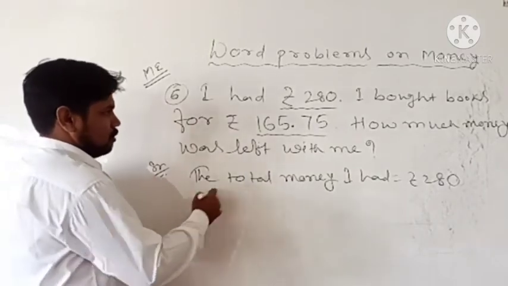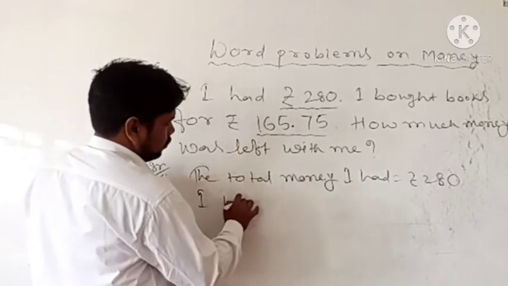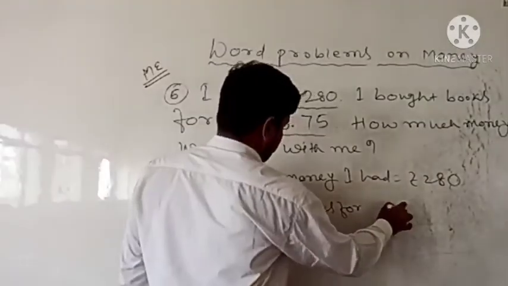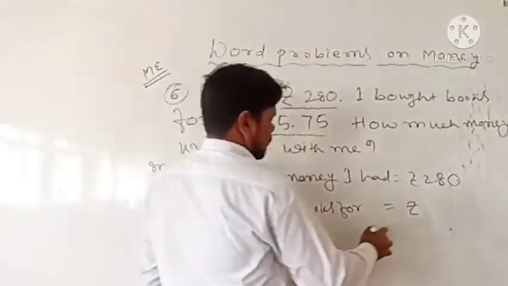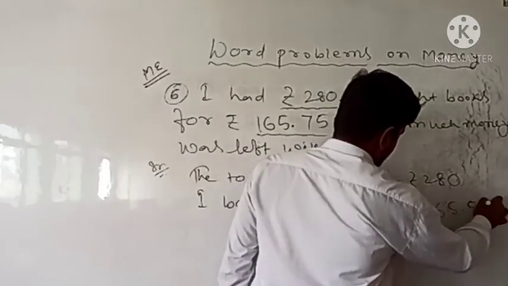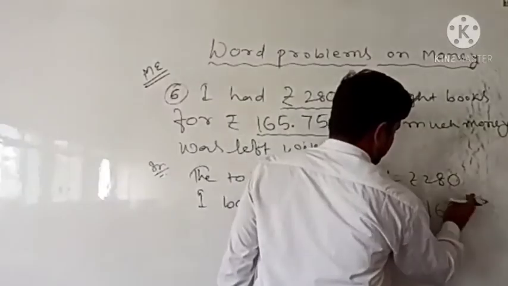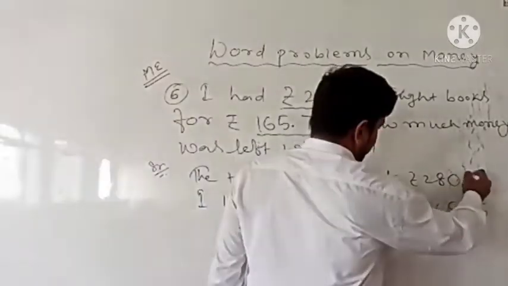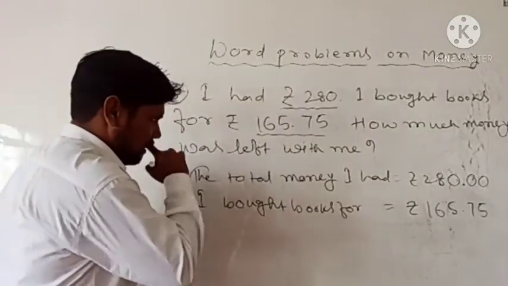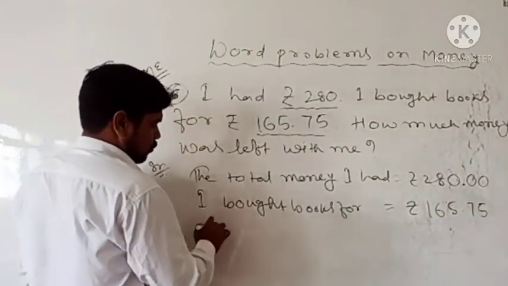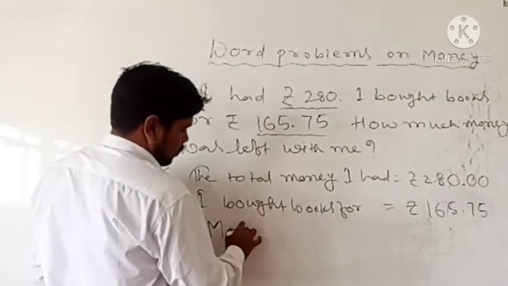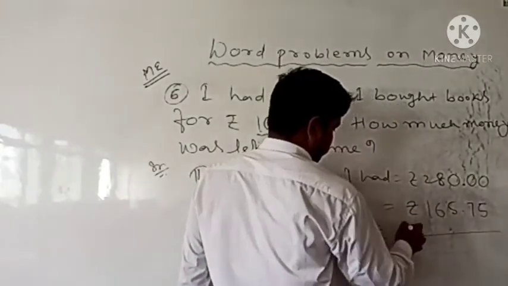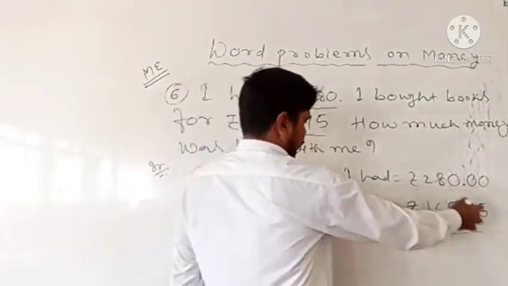So here the total money which I had is 280. After then I bought books for how much rupees? Rupees 165.75. So here I was having 280.00 rupees, right? So how much money was left with me? So here you have to find money left, which we can find out by subtracting, right? So let us subtract here.